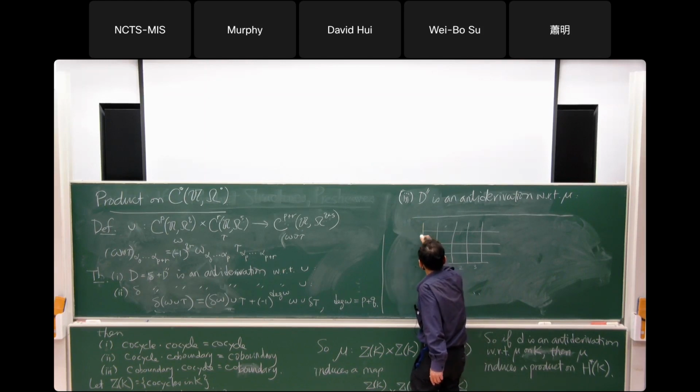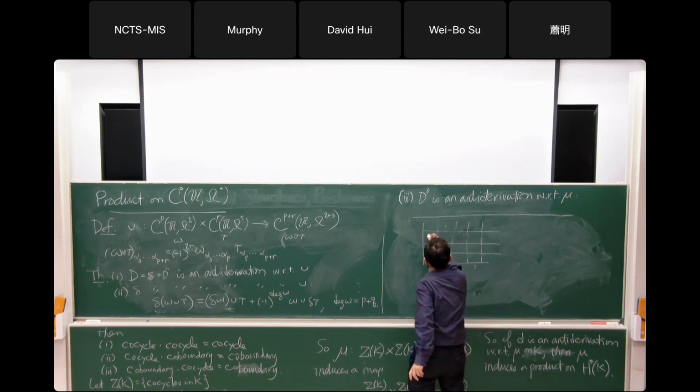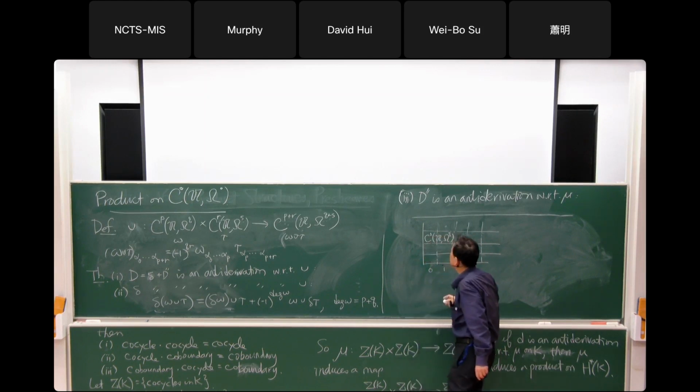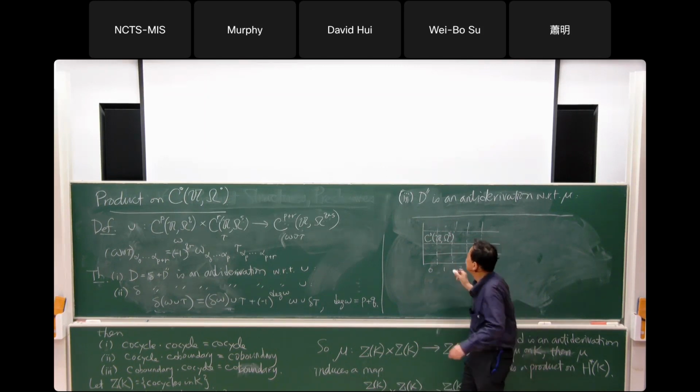Yeah, so I have to draw it bigger. Yeah, so let's say here is C^0(U, Ω^q), right? And that's a q-form on each open set of the cover.